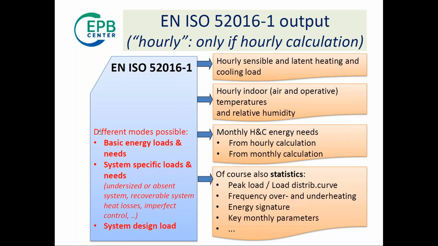And then it is important to know that the standard can be run in different modes. So the basic mode is to calculate the basic energy loads and needs, so the hourly loads and the monthly needs. But you can also run the standard in a system-specific mode, which means that you can take into account an undersized or an absent system. So for instance, a residential building with only heating and no cooling. You could take into account recoverable system heat losses, which add to the heat load in the building, or an imperfect control. And you could also run the standard in a system design load mode to calculate the maximum heating or cooling load under design conditions. And of course, in that case, you need other boundary conditions, the design boundary conditions.